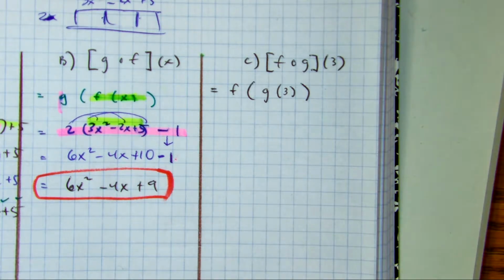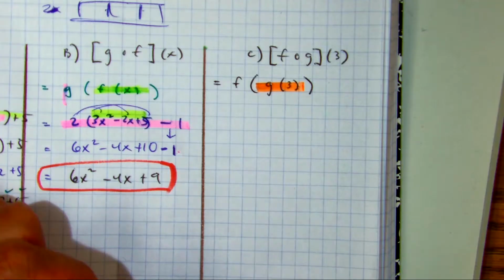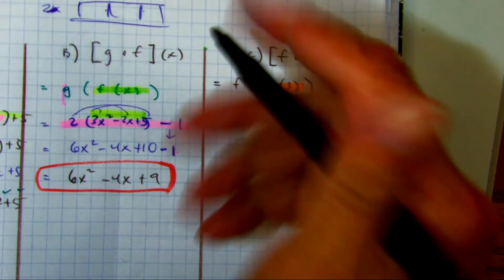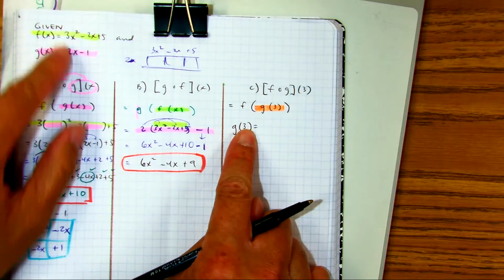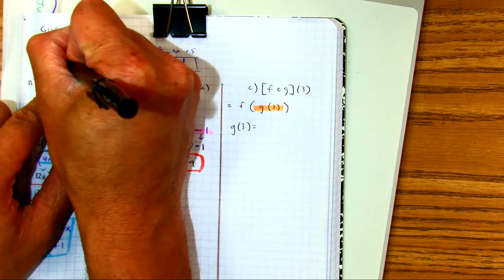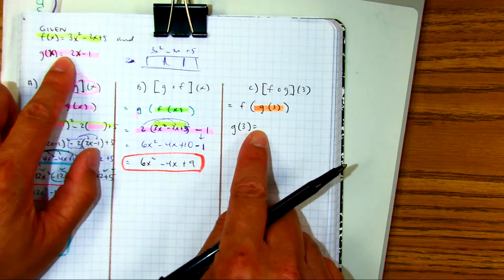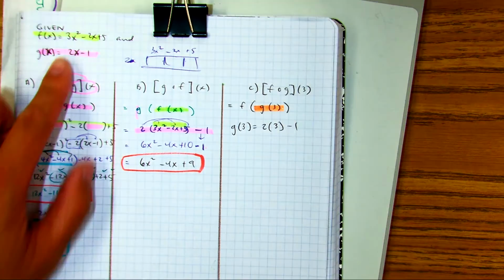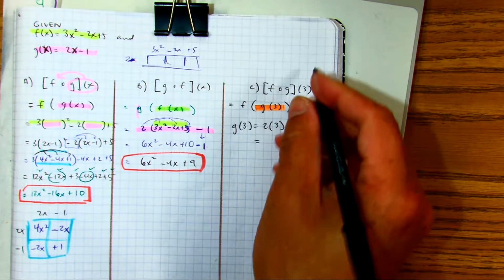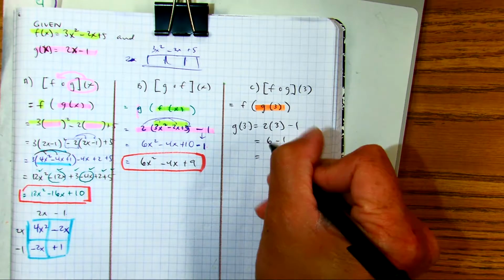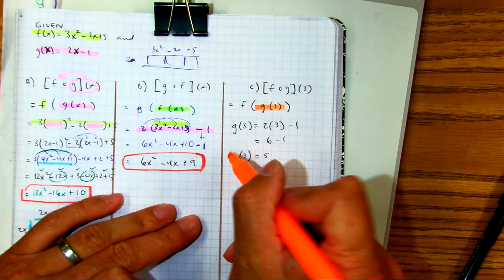There are 2 ways of doing this problem. You can just evaluate what g of 3 is. Let's do that. G of 3 equals, pink, and every x value you're going to put in our problem, what? A 3. So g of 3 equals 2 times 3 minus 1. Every x value I placed in 3. Simplify. 2 times 3? 6. And 6 minus 1 is 5. G of 3 equals 5.